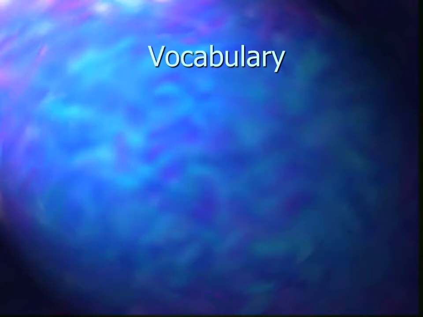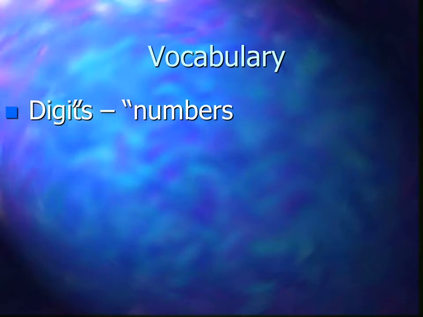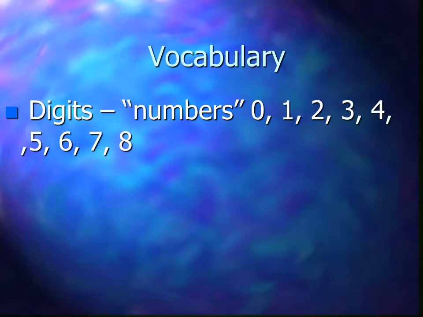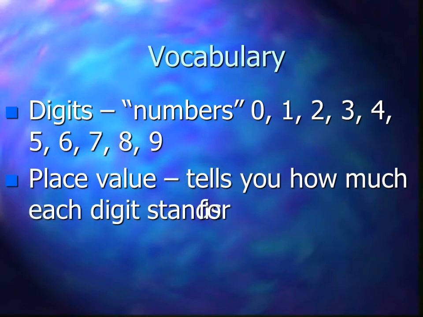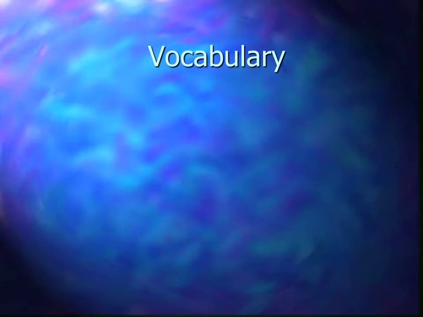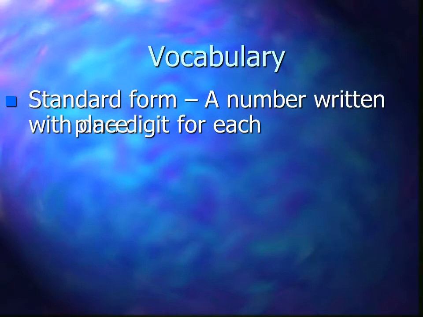The vocabulary we will be learning in this unit: digits. These are numbers: 0, 1, 2, 3, 4, 5, 6, 7, 8, and 9. Each digit is one of those symbols. Place value. This tells you how much each digit stands for. Standard form. A number written with one digit for each place value.